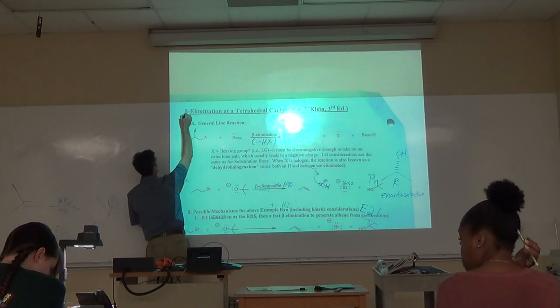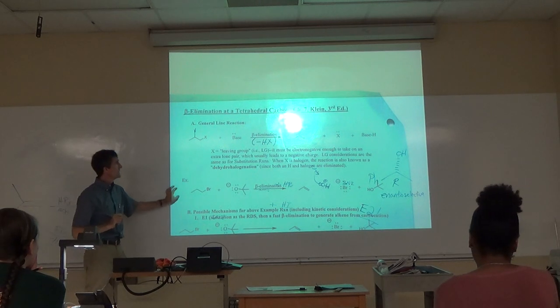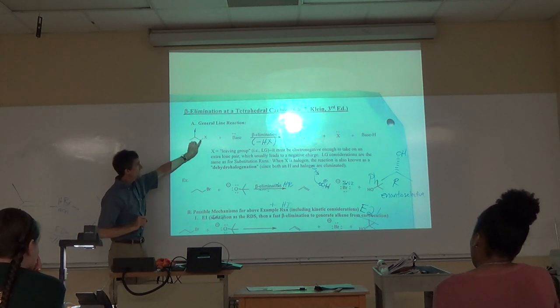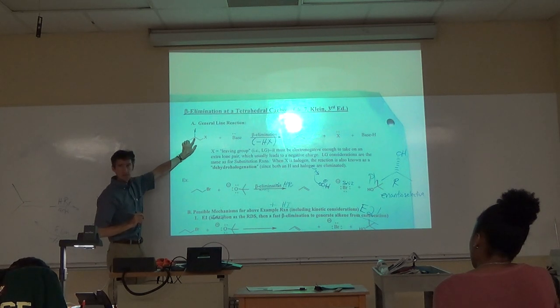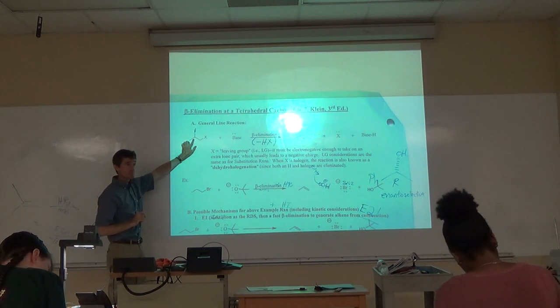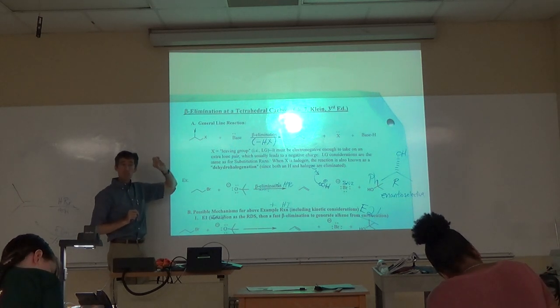Beta elimination. Why beta? That actually refers to the H that's being removed. Where the leaving group is, the first carbon is alpha. The next carbon is called beta. And the H that's being removed is on the beta carbon. That's why it's sometimes called beta elimination.